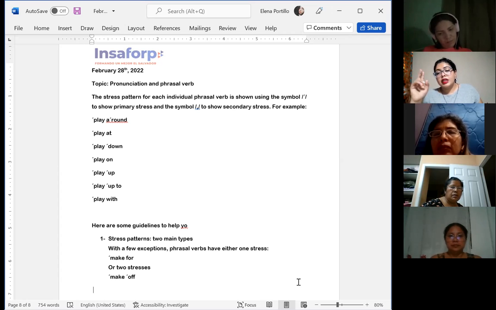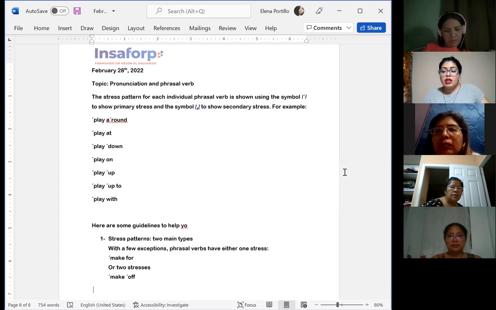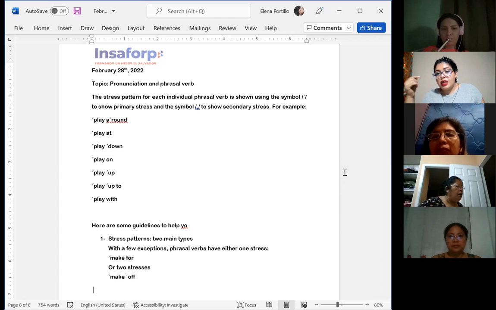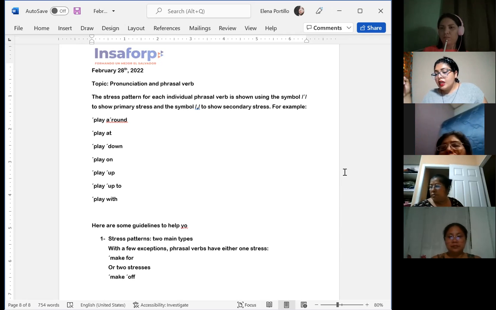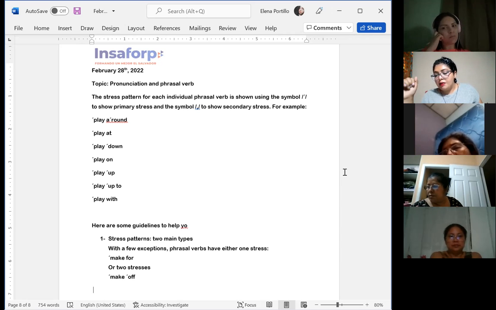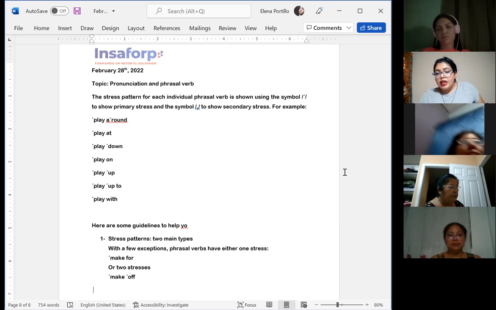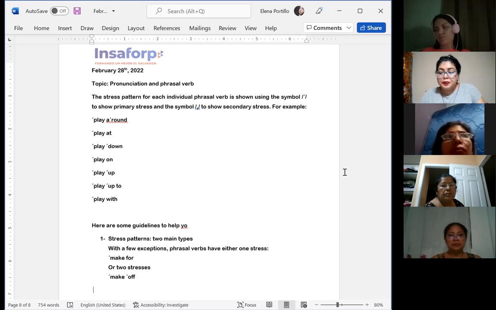Cuando tenemos phrasal verbs con diferente significado, el diccionario los toma como dos frases diferentes porque tienen un significado diferente y sus estrés son diferentes. Así como el ejemplo de live on: the animals live on bamboo shoots, viven, como vivir, estar en ese lugar. And then, long after her death, her memory lives on. Después de su muerte, la memoria seguía viva. Yeah, different meanings. Then we have some examples.